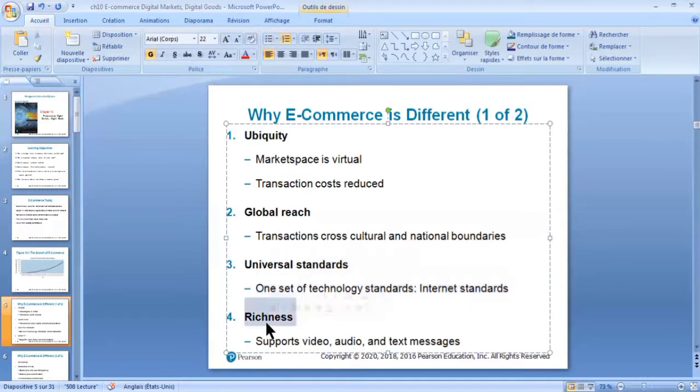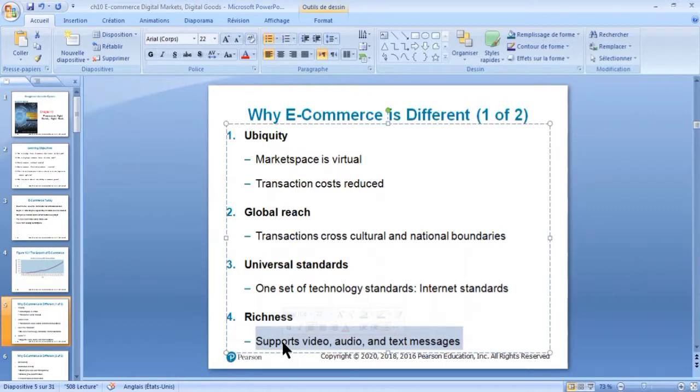The fourth feature is the richness of information. And here we refer to the complexity and the content of a message. In e-commerce, we cannot use personal face-to-face communication, right? You cannot present or convince your customers by selling the product face-to-face, okay?